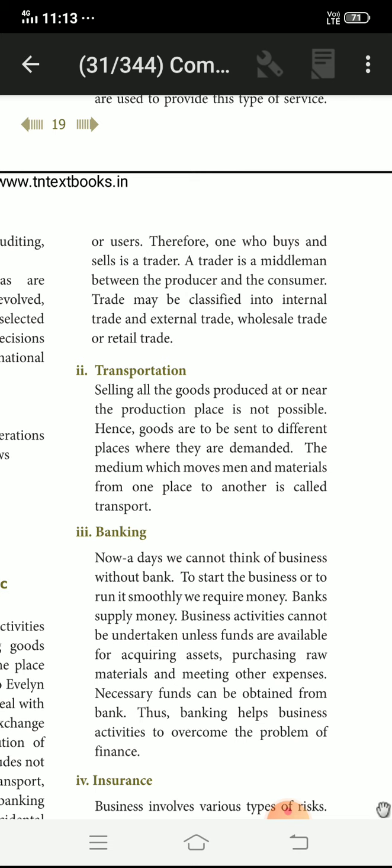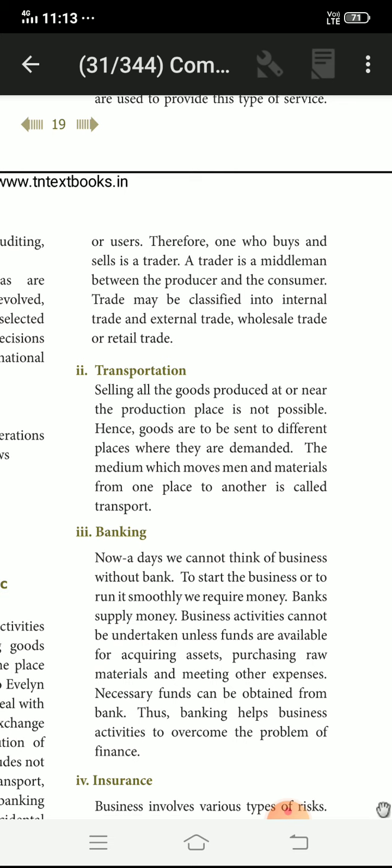Next is transportation. This is one of the aids to trade. Transportation is nothing but the modes of transport that are used in trade, where goods are moved from the production point to the consumption point. Selling all the goods produced at or near the production place is not possible.